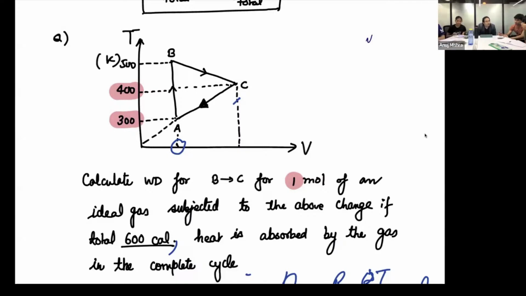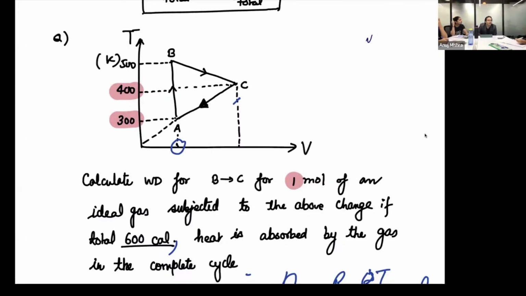Delta U is 0. Delta U is Q plus W. Q is plus 600, so W should be minus 600. Total W is minus 600. WAB is 0. WBC plus WCA is minus 600. WBC you cannot find directly. Yes, 600. WCA you can solve, no? Because WCA is P into delta V, which is another delta T.